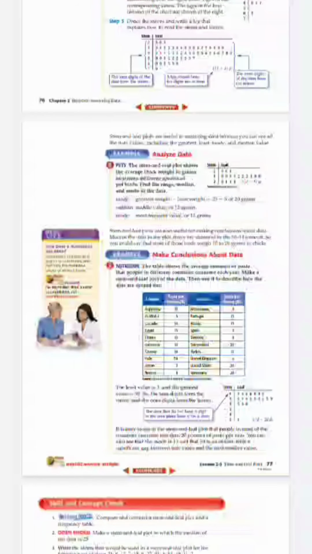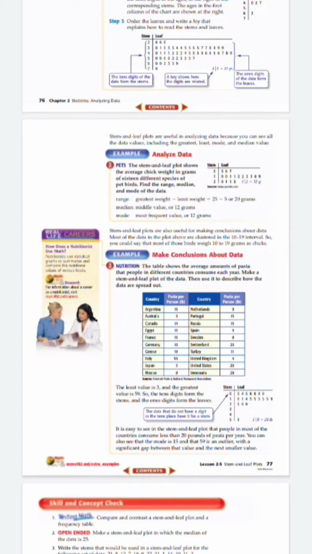Example: analyze data. The stem and leaf plot shows the average weight in grams of 16 different species of birds. Find the range, median, and mode of the data. Range: greatest weight minus least weight. Median: middle value, or 17 grams. Mode: most frequent value, or 20 grams.